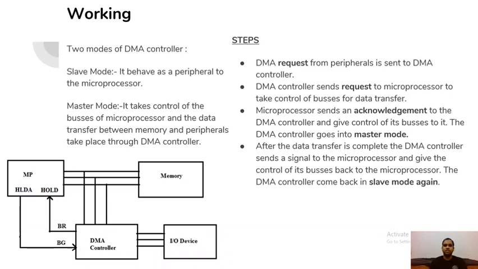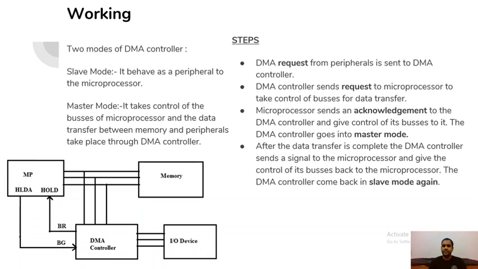Steps involved in these processes are: first, DMA request from the peripheral is sent to the DMA controller. And then the DMA controller sends the request to the microprocessor to take control of the buses for the data transfer. Microprocessor, after completing all its pending work, sends an acknowledgement to the DMA controller and gives the control of its buses to the DMA controller. The DMA controller from here goes into the master mode.